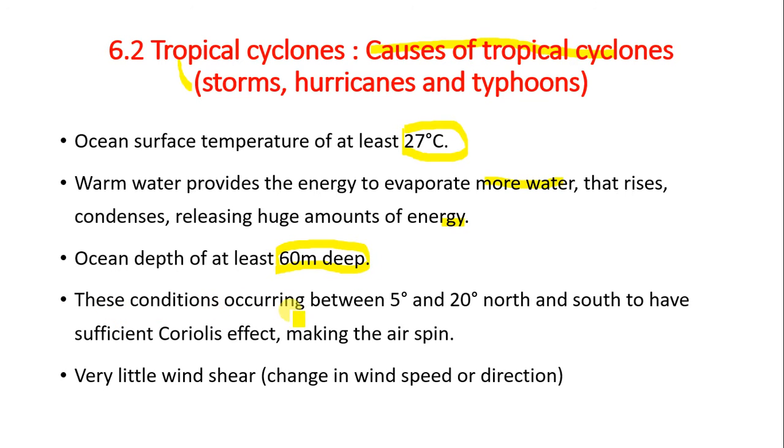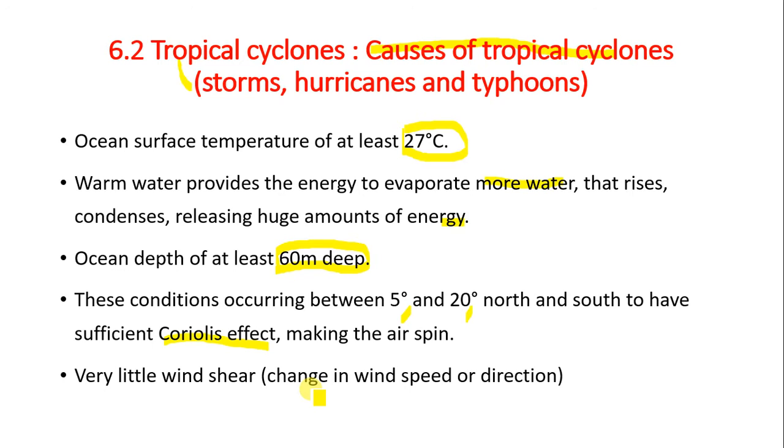and this condition is occurring between 5 degrees and 20 degrees north and south, which have a sufficient Coriolis effect, making the air within that region to spin. So it has very little wind shear, so the changes in wind speed or direction are quite very little. So these are the major reasons.